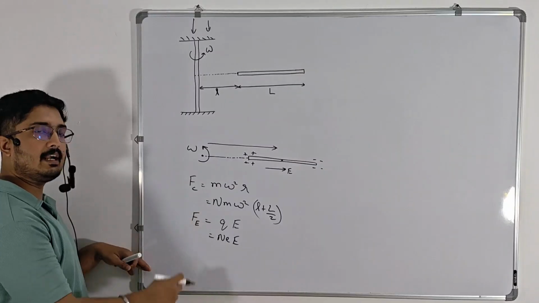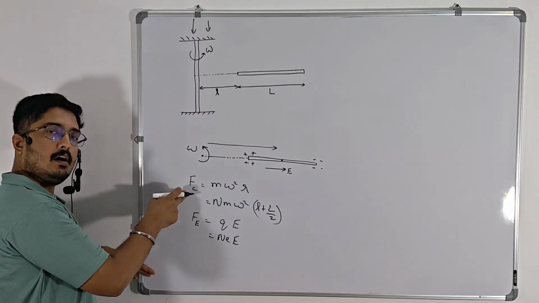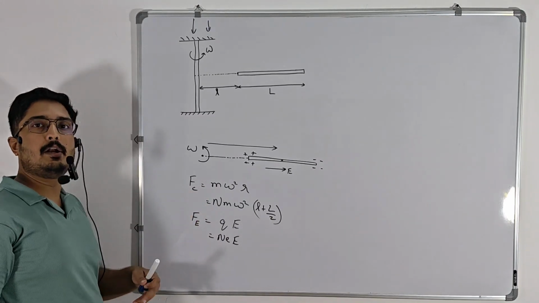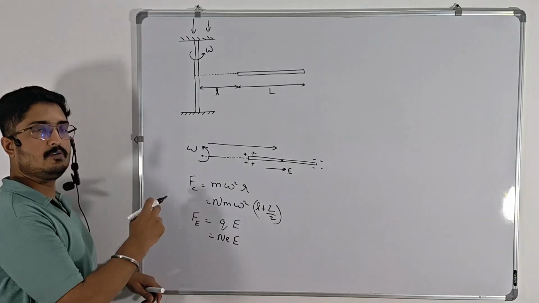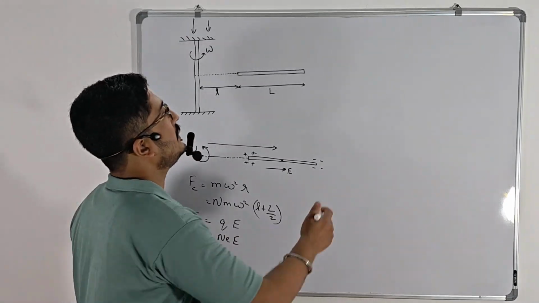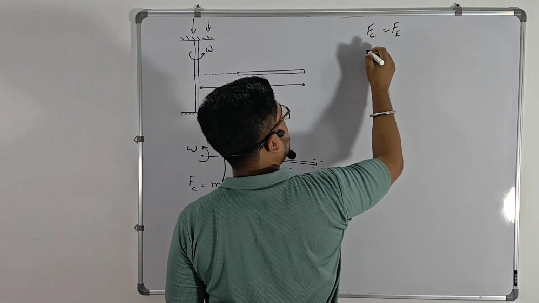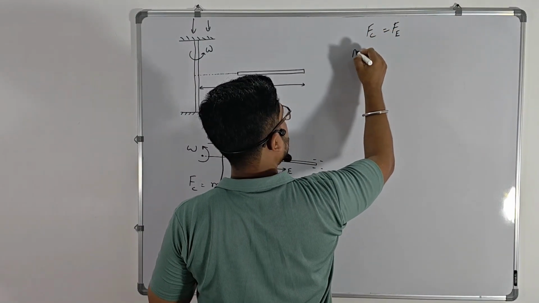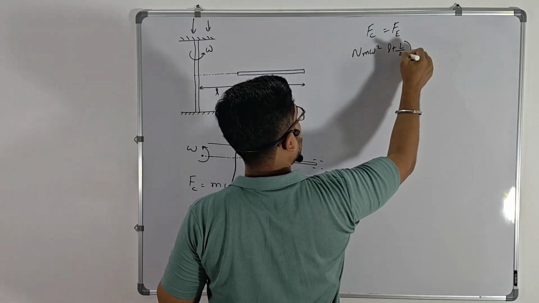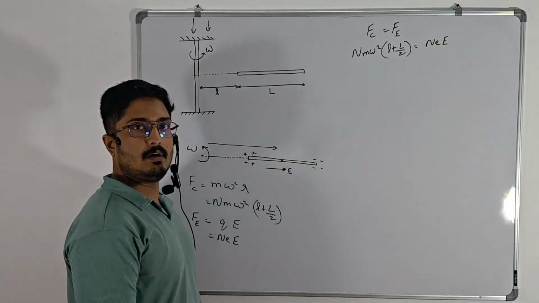This much of electrostatic force it is experiencing, and this much of centrifugal force it is experiencing. Finally the rod will come into an equilibrium where this force and this force become equal. That's where the induction would stop. So Fc becomes equal to Fe, and Fc I'm writing as N m omega square (L plus L by 2), which should be equal to N e capital E, right?